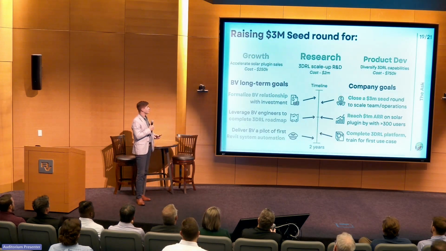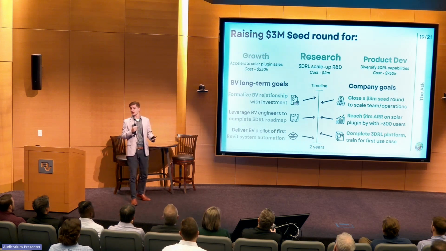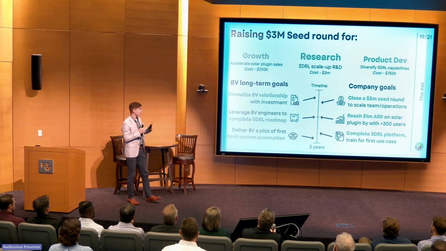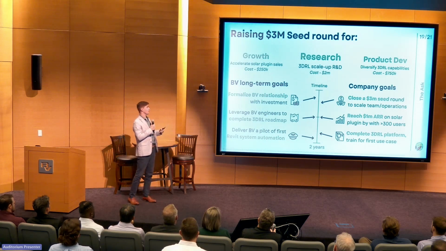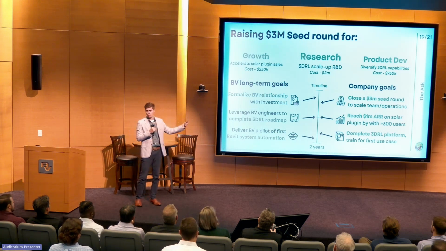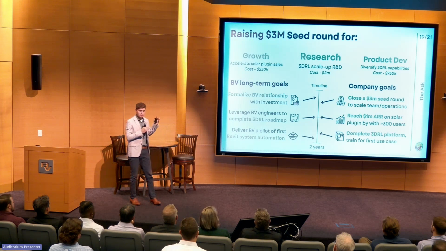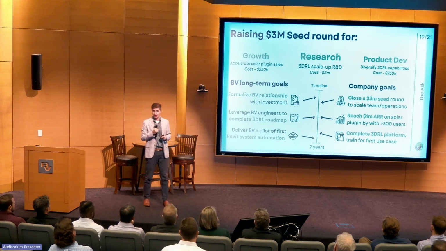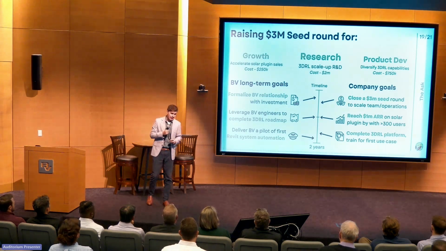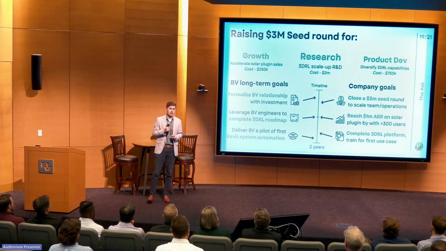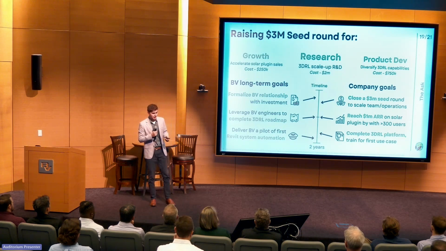And so right now we are seeking to raise a $3 million seed round to help support these efforts. It's going to go into research for 3D scale-up, product development to diversify those efforts, and growth for our solar application. In terms of Black & Veatch goals, we're looking to formalize a relationship with Black & Veatch Investment, leverage your engineering talent to help build our 3D machine learning capabilities, and deliver a Black & Veatch pilot for our first Revit automation within 2 years.